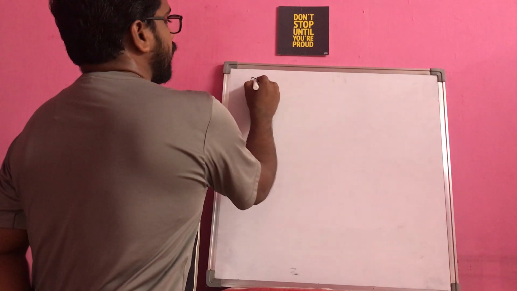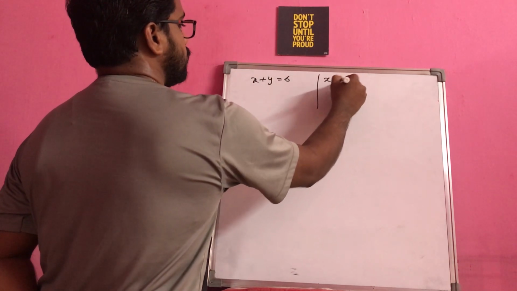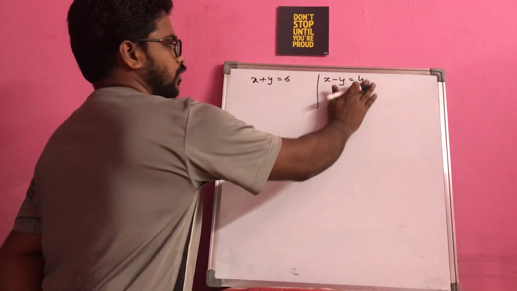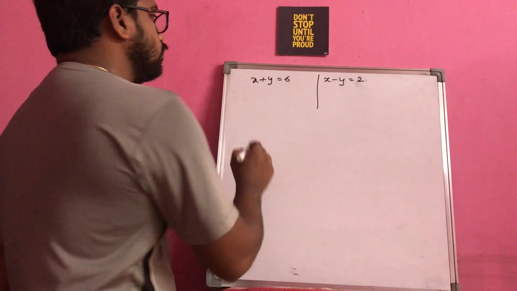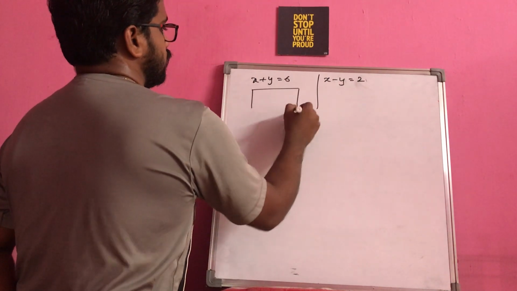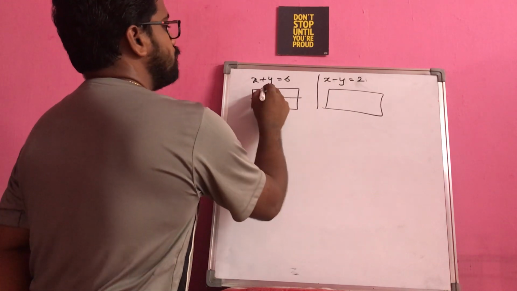For example, if I have x plus y is equal to 6 and the same line x minus y is equal to 4 or 2, whatever you want you can take. Okay. So now what I will do, I will just try to plot this equation x plus y is equal to 6 and x minus y is equal to 2.